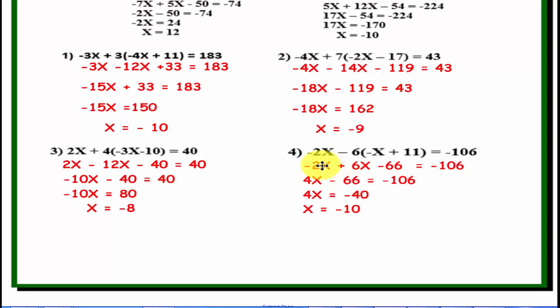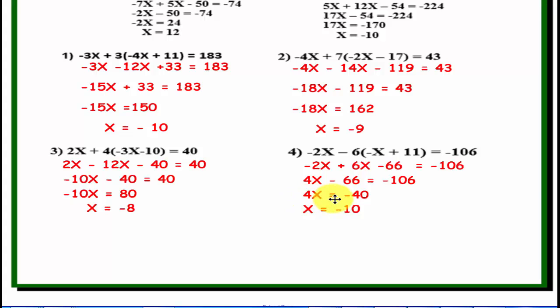And the last one. Okay, negative 2x minus 6 times negative x plus 11 equals negative 106. All right, let's simplify it. We have negative 2x, and we have 6 times negative x. So 6 times negative x is, negative times a negative is a positive. So we have 6x plus 6 times 11 is 66 equals negative 106. Then we take negative 2x, right? And we're going to add it to a positive 6x. So now we have 4x plus 66, and it equals negative 106.